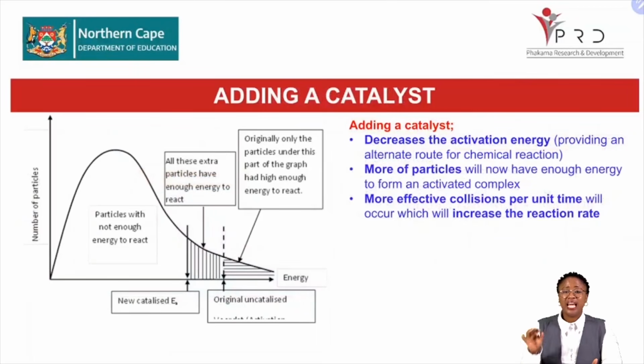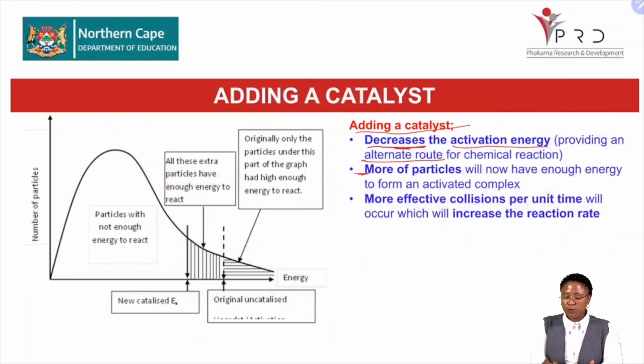Remember, we said adding a catalyst does what? Increases the rate of the reaction, or it will make the rate of the reaction faster. Why? Because as you add a catalyst, the catalyst does what? Decreases the activation energy. Why? Because it provides an alternative route for a chemical reaction to take place. So it actually creates a shortcut for energy or for particles to do what? To pass through. All right. That's why we are saying it provides an alternative route.